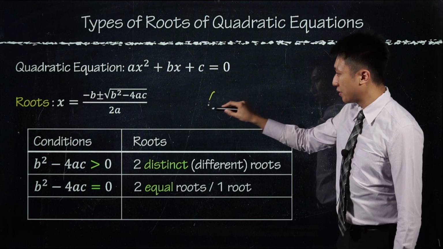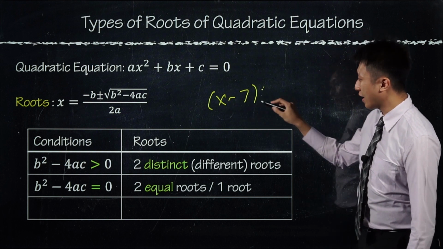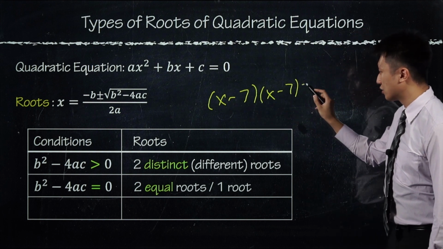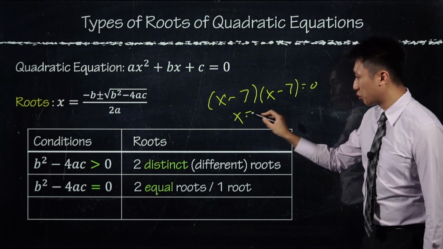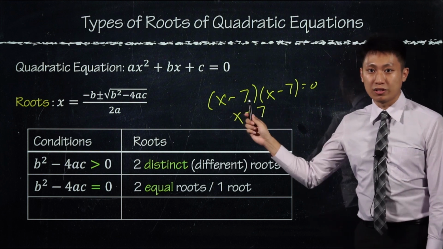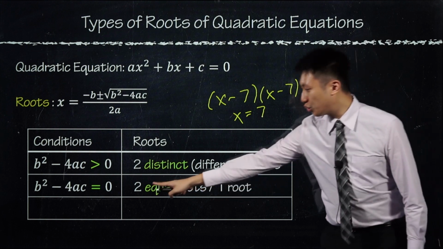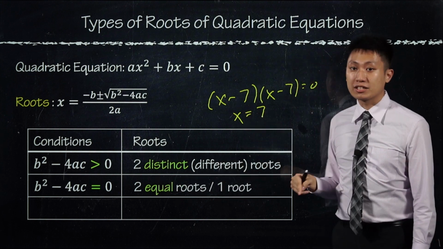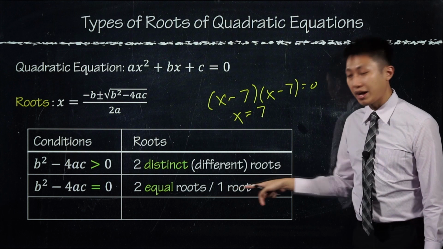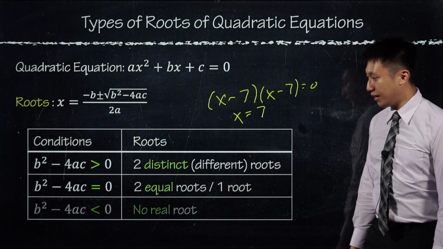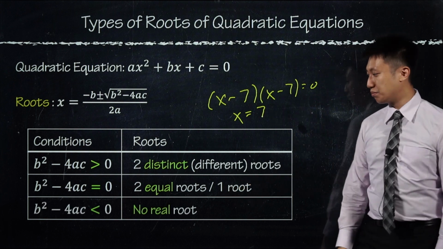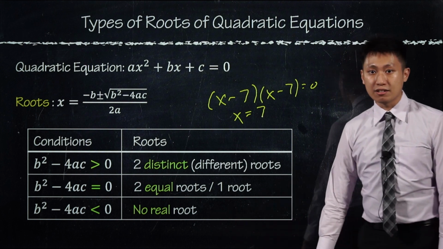Remember last time we talked about something like x minus 7 equals 0. So x will be equal to 7 only, right? That's the only root. That's the second case here: two equal roots, x equals 7 and x equals 7 two times, so you only have one root. When b squared minus 4ac is less than 0, then you don't have any real roots.